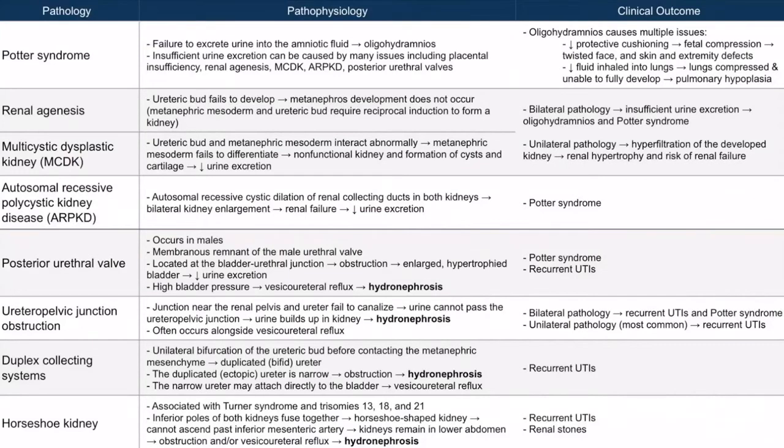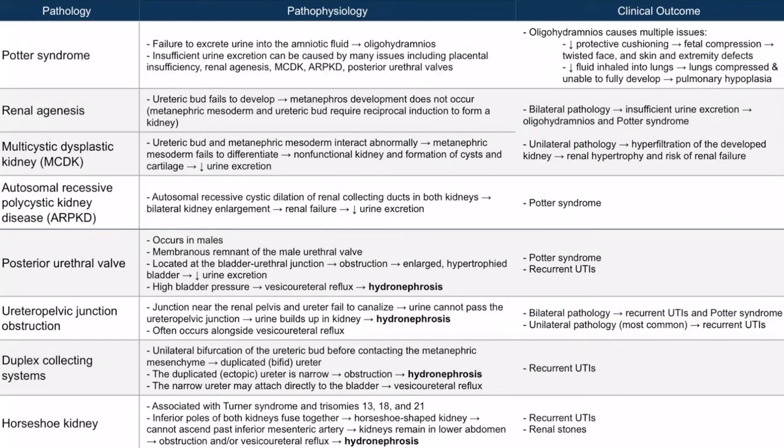Ureteropelvic junction obstruction often occurs alongside vesico-ureteral reflux. The mechanism for why these two occur together is not fully understood, but we know that vesico-ureteral reflux can lead to hydronephrosis as well. In other words, there's two reasons for you to expect hydronephrosis in this condition. Regardless, if this occurs bilaterally, then you're going to expect recurrent UTIs and Potter syndrome. If it's merely a unilateral pathology, which thankfully is the most common form, then the patients will only get recurrent UTIs instead of also having Potter syndrome.